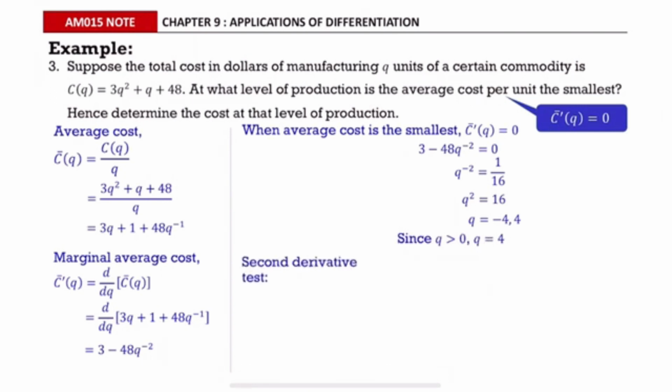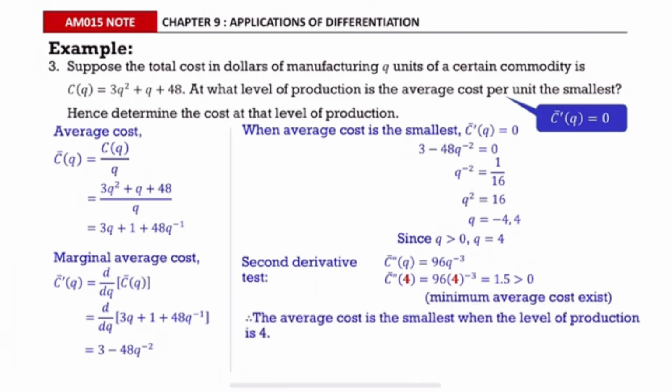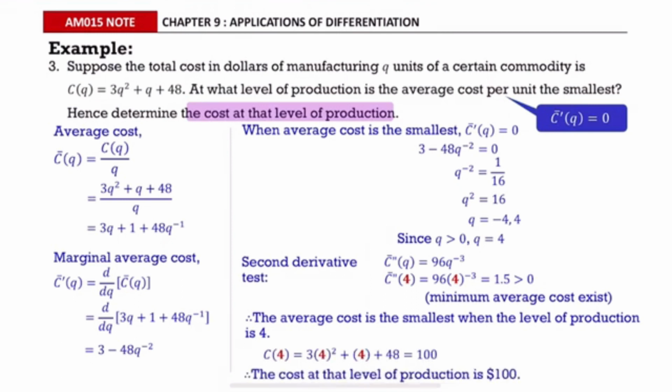Use the second derivative test to test this. Find the second derivative by differentiating the marginal average cost. Then substitute 4 into the second derivative and it equals 1.5, which is greater than 0. So minimum average cost exists. Then make the conclusion. We still want to find the cost at that level of production. So we substitute 4 into the cost function and the cost is equal to $100.